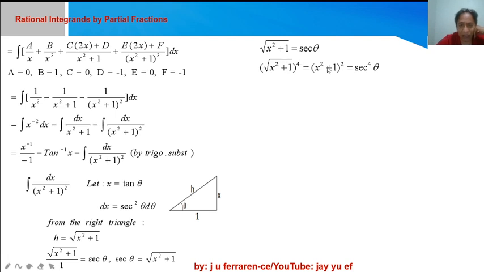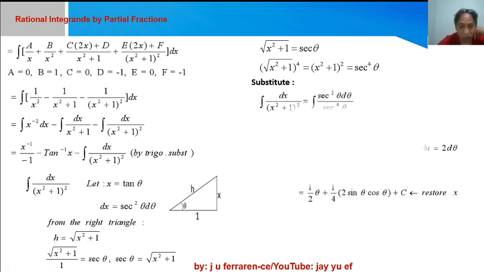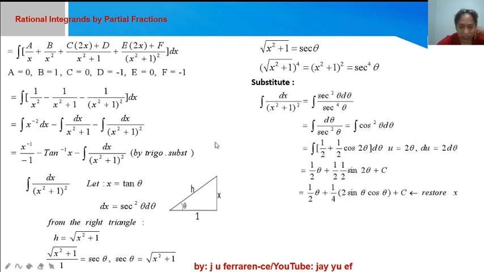Correct? Okay, and that is equivalent to secant to the 4th power. So I can now substitute into this expression. We have a dx which can now be replaced with the square of secant theta d theta, and my denominator is secant to the 4th power. Reducing, this is secant squared, correct? And that's equivalent to the square of cosine theta because this is in the denominator side.